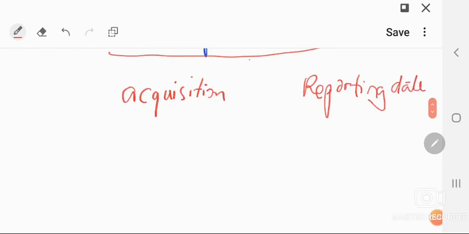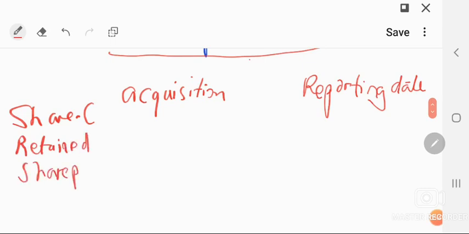So basically what we're doing here is that we'll be calculating the net assets at acquisition and at reporting date. Like I told you, we said we'll be using share capital plus reserves. So you can list them: share capital, I'll just abbreviate. Then reserves, we said they can be retained earnings, share premium, like I told you earlier on. Then you'll be able to list some stuff there.